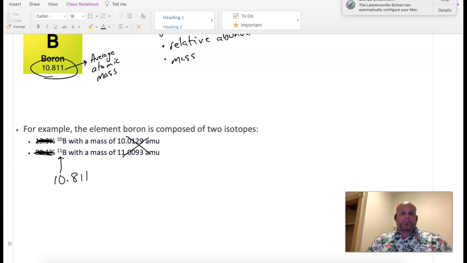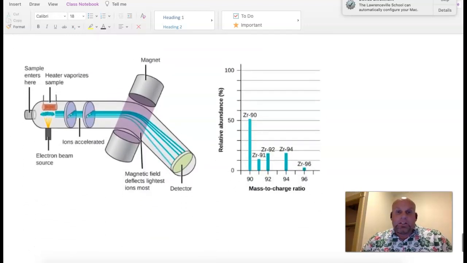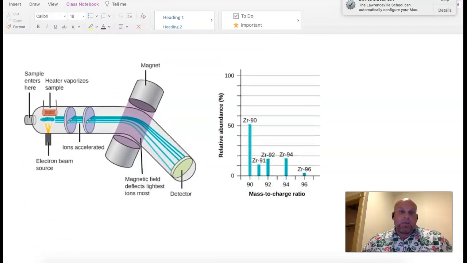You may be wondering, how do we get these relative abundance percentages for the different isotopes? And we use an instrument called a mass spectrometer. Looks something like this. So the sample enters here and it's vaporized, and then the ions are accelerated, and we get the separation here of our different isotopes based on their relative abundance and the different isotopes listed. So we would be able to get some information that looks like this, and we can see the separation of the isotopes there.